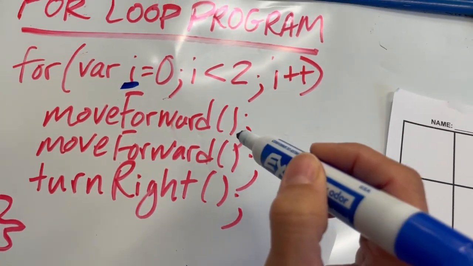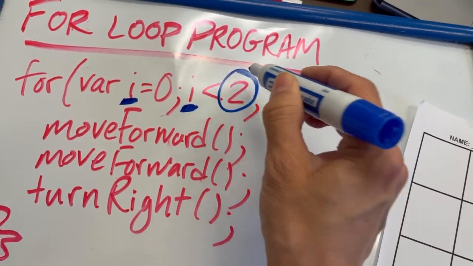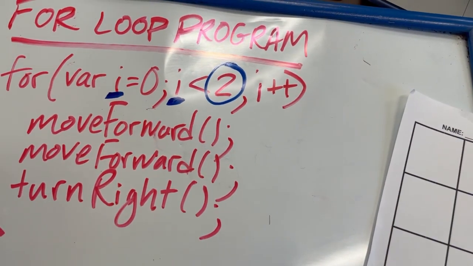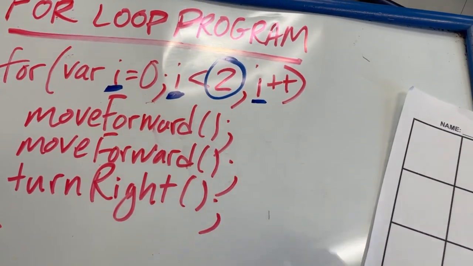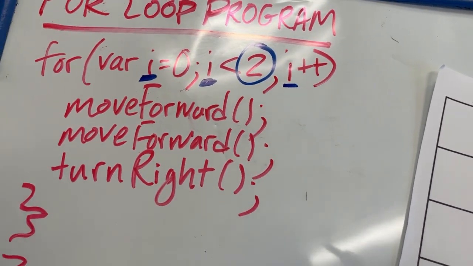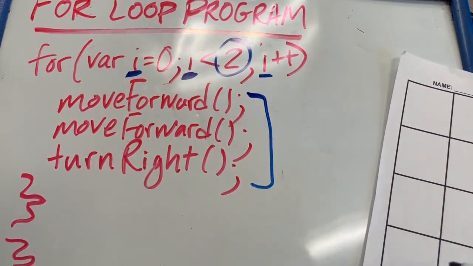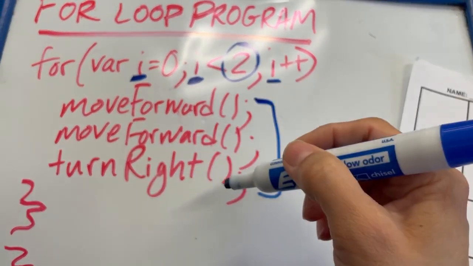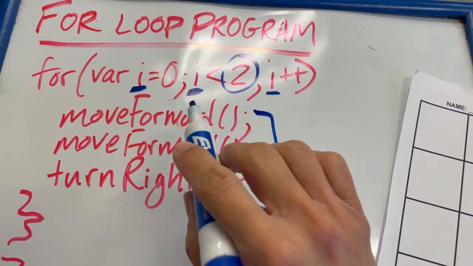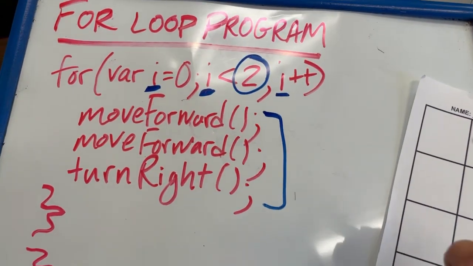So I is equal to 0, just like steps was equal to 0. I is less than 2. Remember, this is generally going to be the number of rounds. And then I plus plus is like steps plus plus. It's increasing by 1 every time we do a round. Inside of the program are the actions that we're actually going to complete every single round. So forward, forward, right is 1 round. And remember, we saw that there's a 2 here, so that means we're going to do 2 of the rounds.